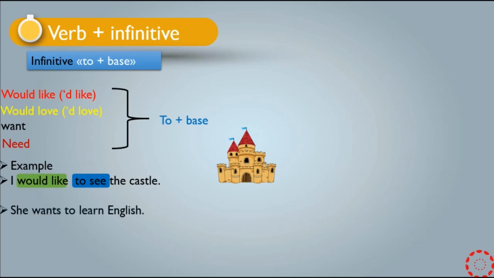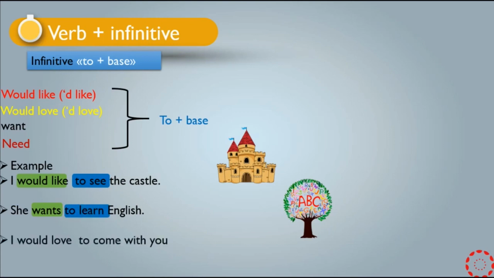Another example we have: she wants to learn English. Which one is the verb? Wants. And which one is the infinitive? To learn, which is to plus base. I would love to come with you. Which one is the verb? Would love. And which one is the infinitive? To plus base, which is to plus come.